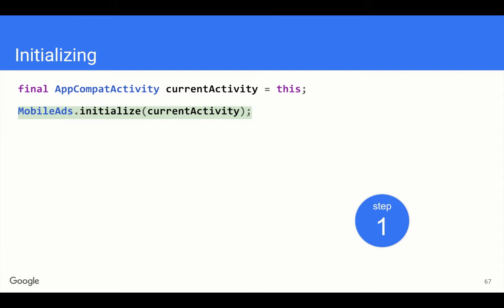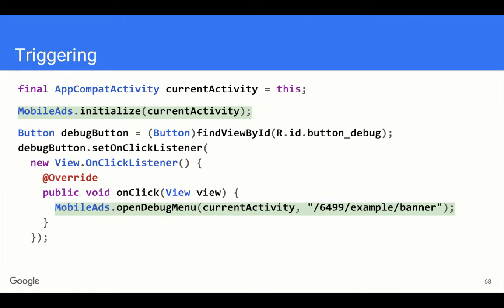In the code, you first need to initialize the mobile ads. We recommend doing this as early as possible, such as in the onCreate method of your main activity. You also need to set up an event to open the debug menu. You can use any valid ad unit ID from your DFP account. In this case, I'm using an ad unit from the network 6499. In this code example, I have a debug button that I can click to open the debug menu. In a real-life implementation, you can call this method as part of your existing debugging flow.